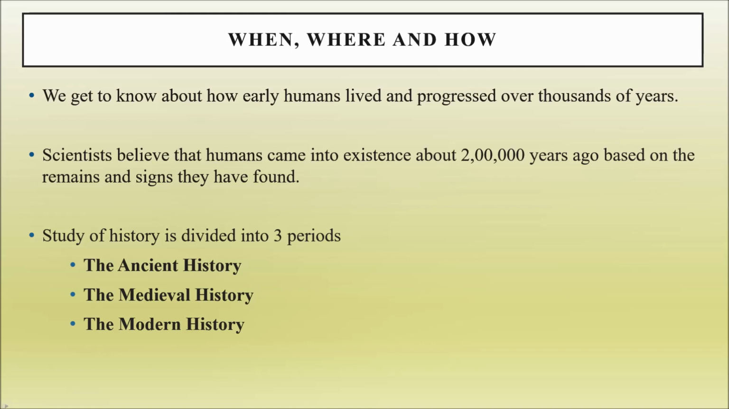So children, we get to know about the early humans' life over thousands of years, how they lived, all these things in our history. And scientists, based on the remains and signs left behind before years, have all those remains and signs for reference and believe that humans came into existence about 2 lakh years ago. And study of history is divided into 3 parts. As we know, they are the ancient history, the medieval history, and the modern history.